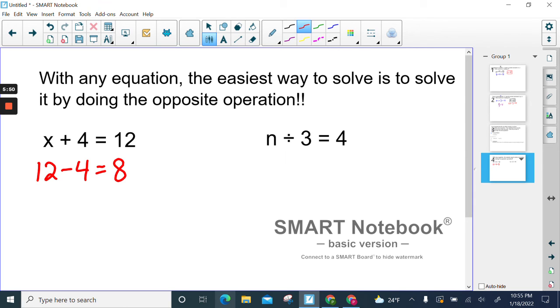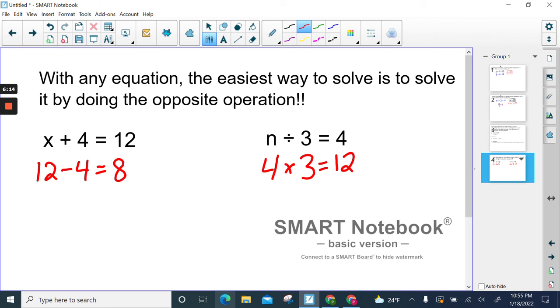Now, if you remember my second one, we said n is equal to 12. Now, how did I get n is equal to 12 without guessing? We did the opposite. This was a division problem. The opposite of division, of course, is to multiply. 4 times 3 is equal to 12. So just a quick way to solve these problems.